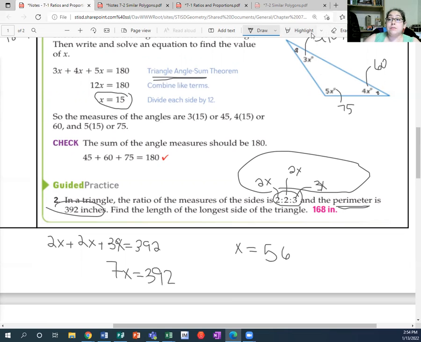And then I'm going to go back to my word problem and read the last sentence to see what I was asked to find. In this case, I was asked to find the length of the longest side. That is the one with the largest ratio piece. And so the measure of the side is whatever I get when I take 3 and multiply it by 56, which in this case is 168.